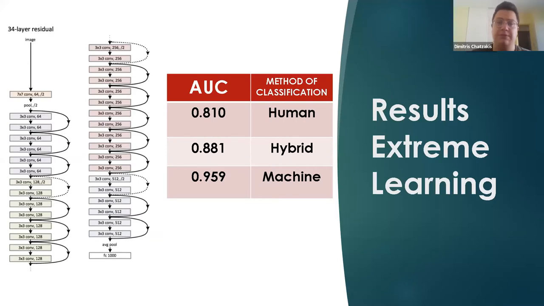So in the first regime, they had humans do the classification, and they had an AUC of 0.81. Then a hybrid regime where the machine created a classification, but the human, after this suggestion, decided ultimately, and we had an AUC of 0.881. And lastly, when just the machine classified, we had an AUC of 0.959.